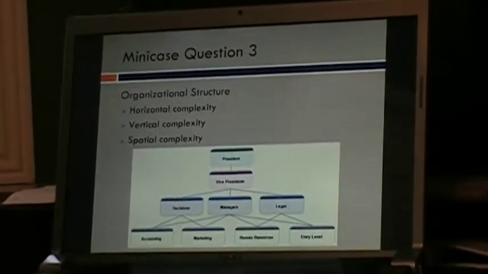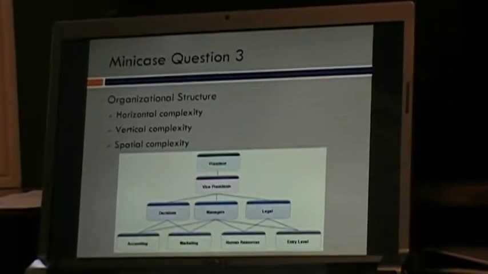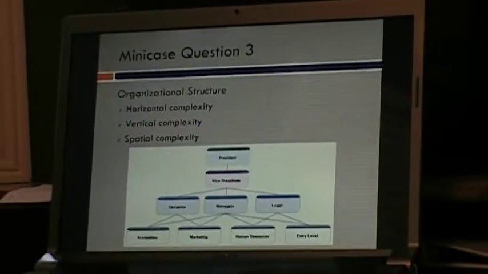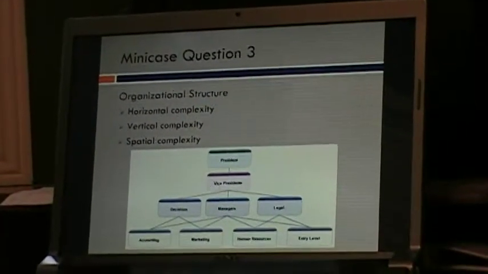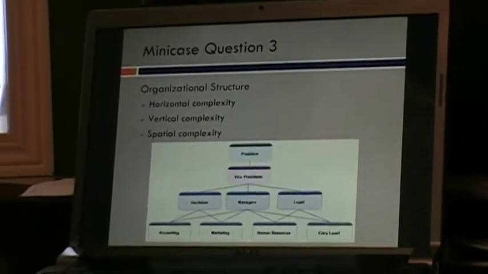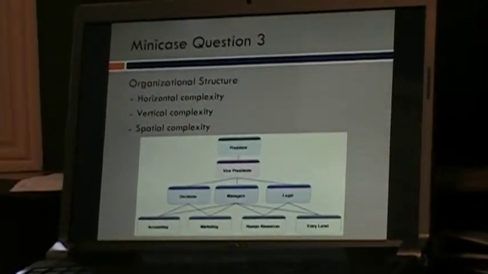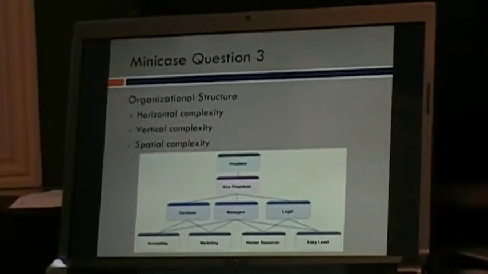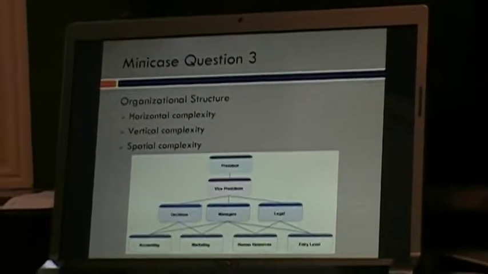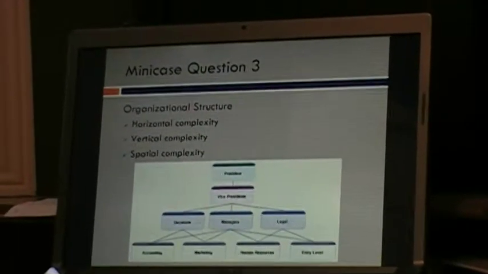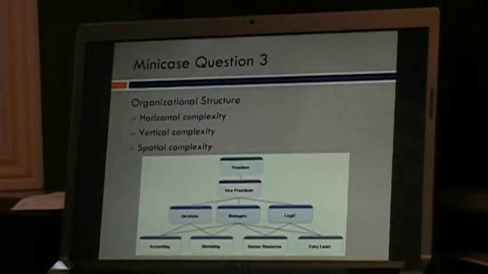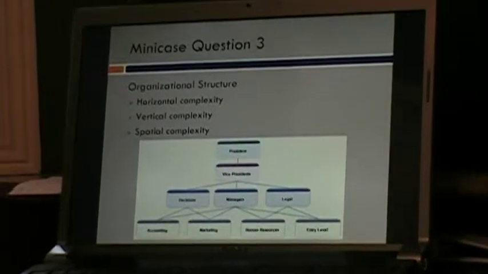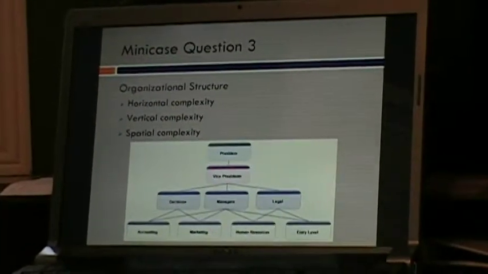This structure is normally depicted in the form of a chart, showing horizontal complexity, vertical complexity, and spatial complexity. Horizontal complexity refers to the number of boxes at any particular organizational level. More boxes on any given level show greater horizontal complexity. IKEA is such a large company, one would expect a high level of horizontal complexity. Each level is so large, from basic co-workers to managers, supervisors, and other higher-ups at every store.